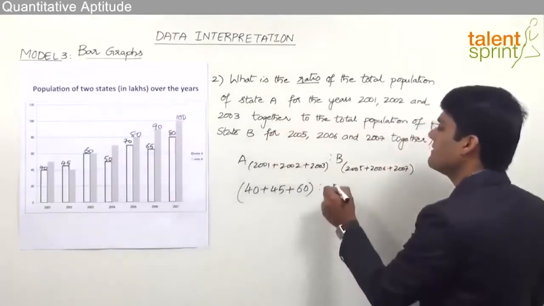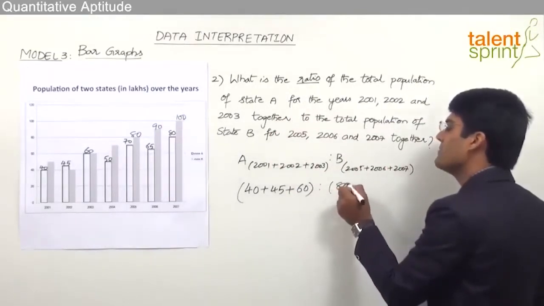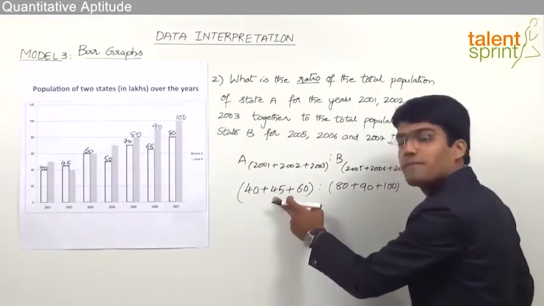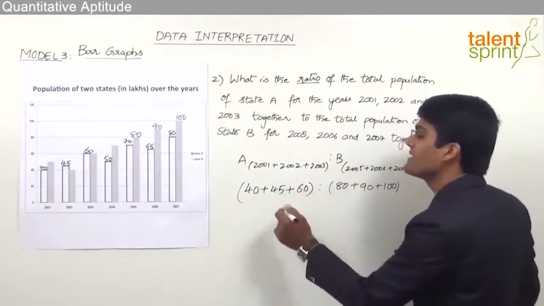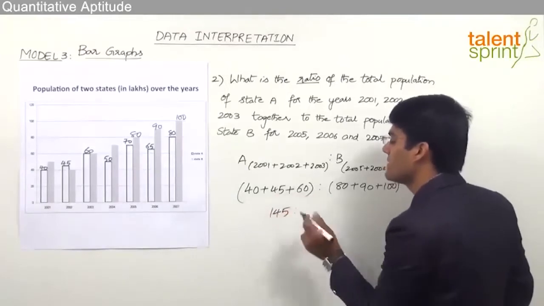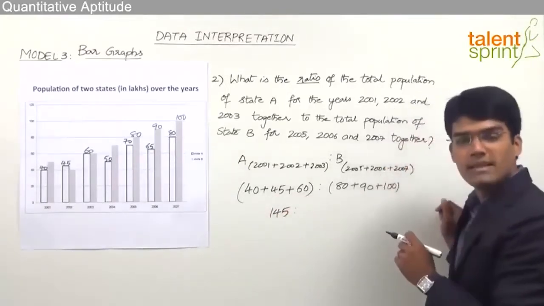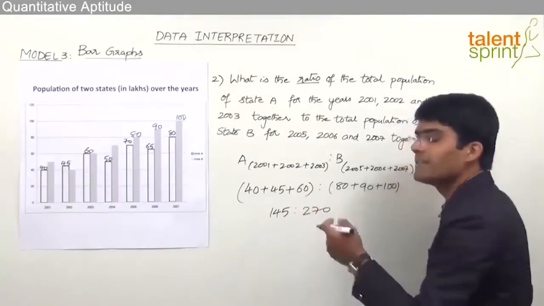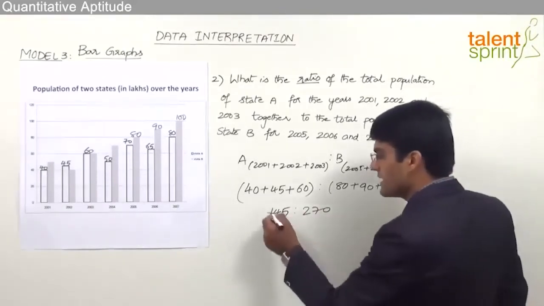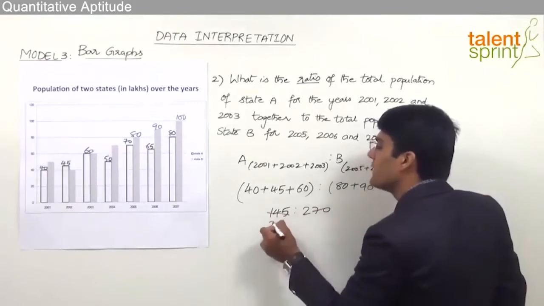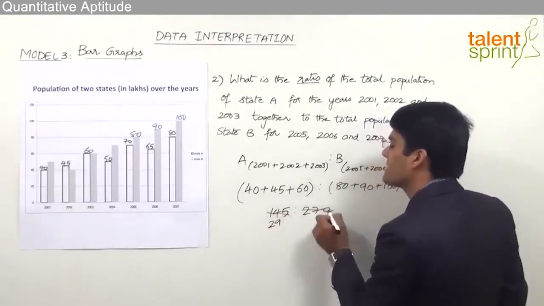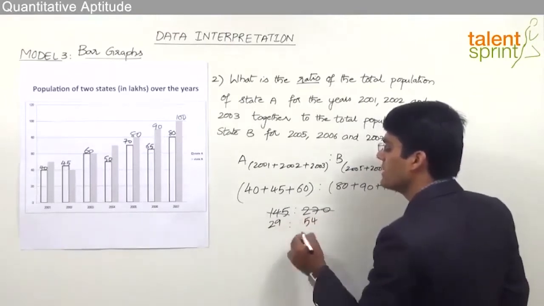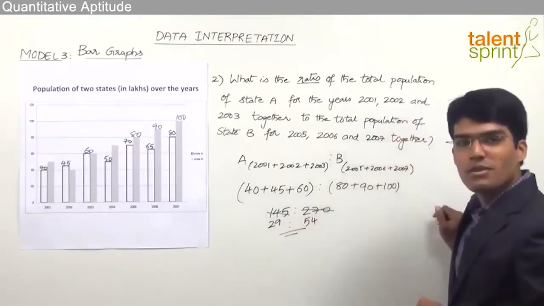So the total of B in 5, 6 and 7 can be taken as 80 plus 90 plus 100. Now 40 plus 45 is 85. 85 plus 60 is 145. 80 and 90 is 170. 170 and 100 is 270. So by simplifying this, we get the ratio. Now this is nothing but 5 into 29 times and this is 5 into 54 times. So we can say that the ratio here is 29 is to 54.